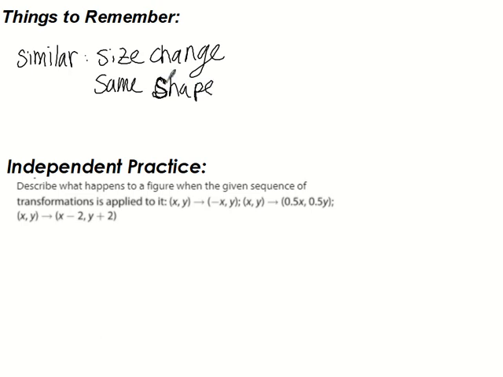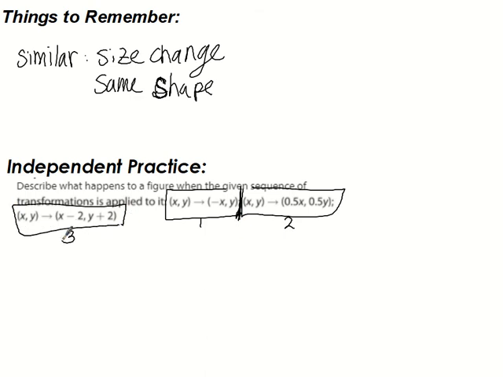All right, so this independent practice is a little different. You don't have to graph anything if you don't want to, but they want you to tell us what these transformations are causing them to do. So describe what happens to the figure when the given sequence of transformations is applied. What's going to happen? So I can cut them for you. There's one here, then here. This is 1, 2, and then 3. So you need to describe in words what those rules are asking you to do.